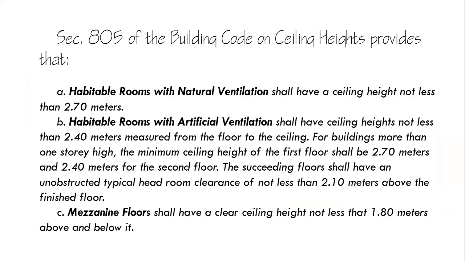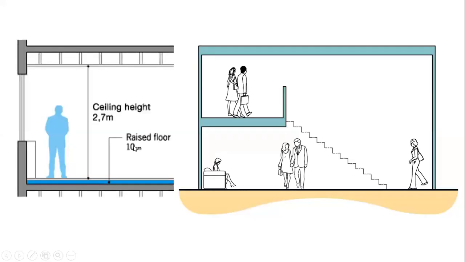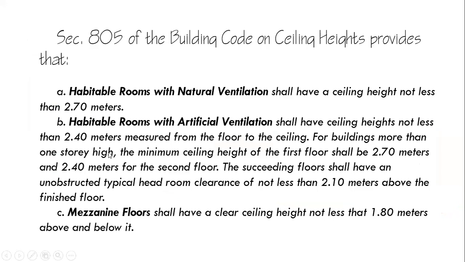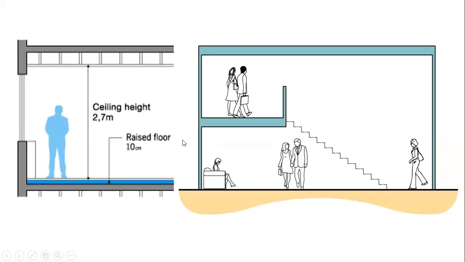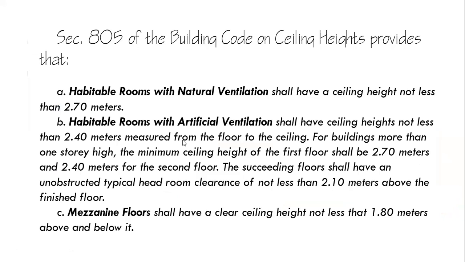For artificial ventilation, meaning it's air-conditioned, you can go 2.4 meters from the floor to the ceiling. For buildings more than 1 story high, so for buildings of 2 stories, 3 stories, the minimum ceiling height for the first floor is 2.7. But for the succeeding floors, for the second floor, it's 2.4.